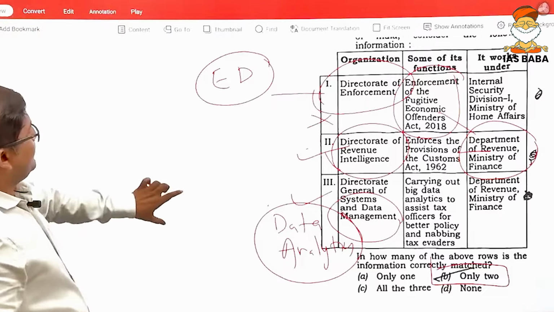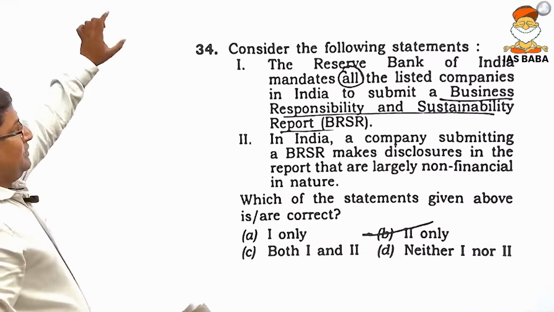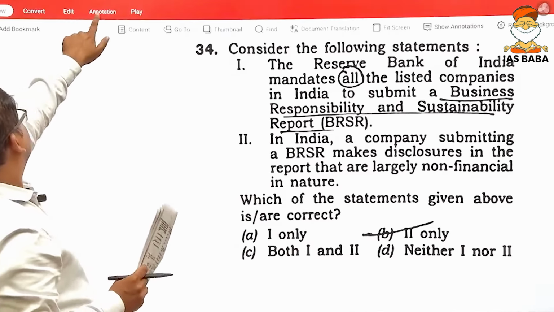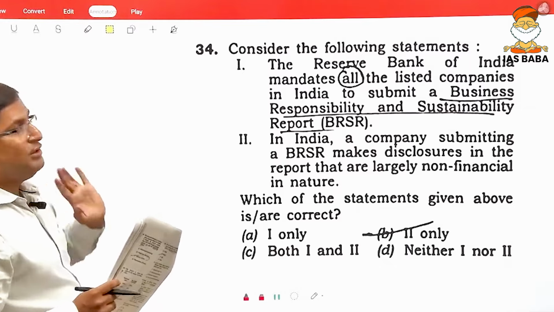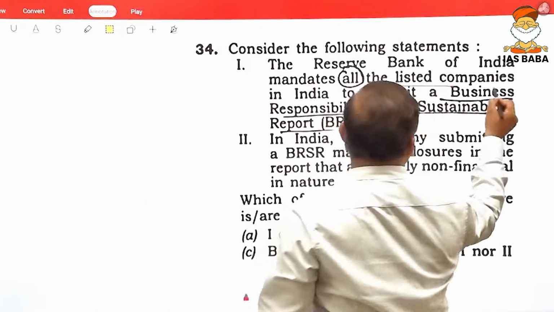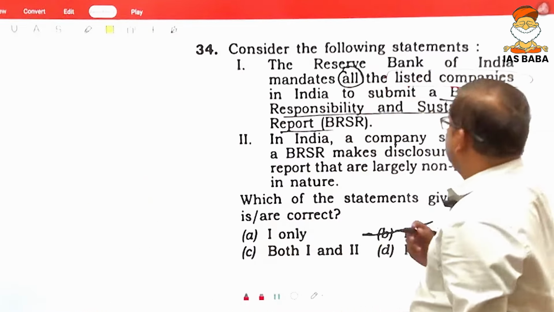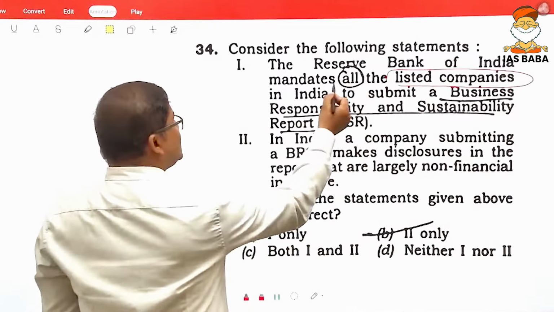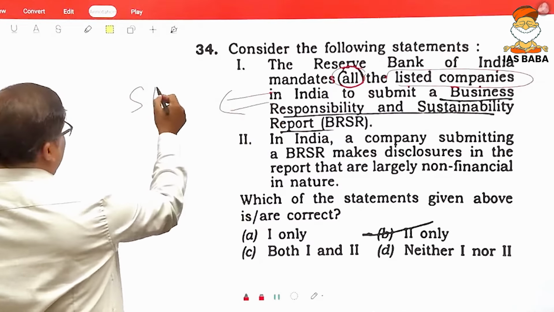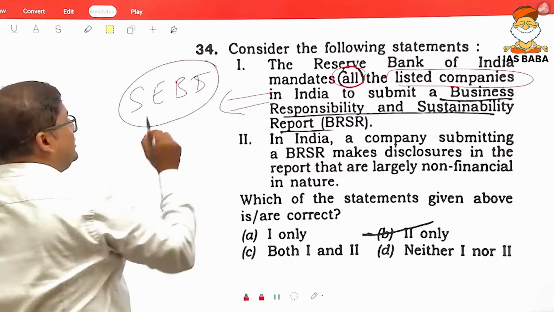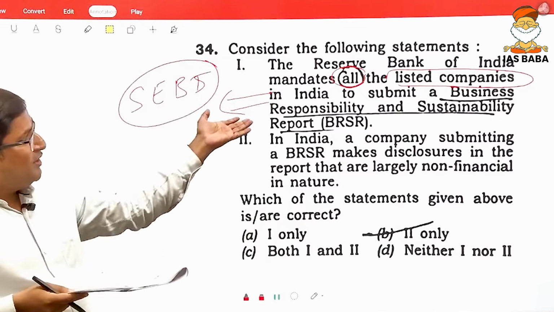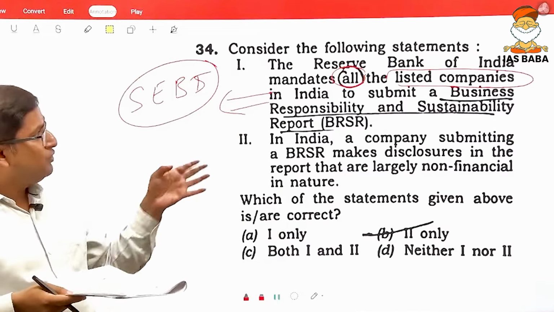Now come to the next question. This question is regarding the Business Responsibility and Sustainability Report. See, this question can be done very easily by using common sense. Read the statement: Reserve Bank of India mandates all the listed companies in India to submit a business responsibility and sustainability report. See, first of all, this report was given by SEBI, not RBI. You might use your peripheral knowledge to solve questions in UPSC. It might be possible that you are not aware of all these things, but by using common sense, you can solve this question also.